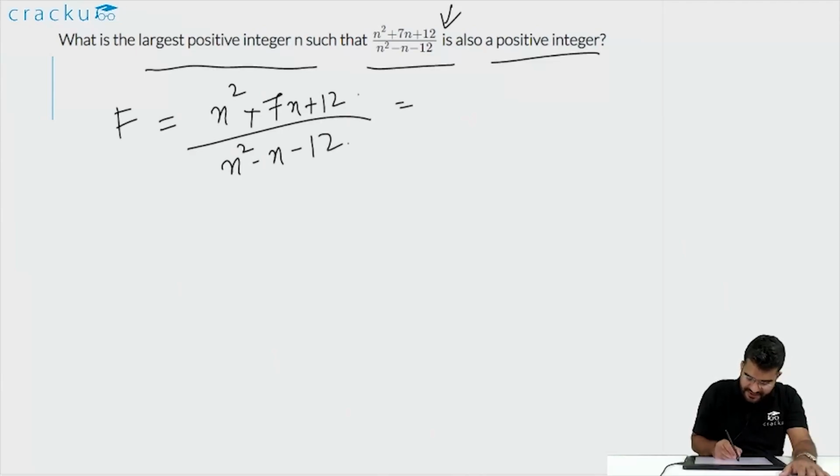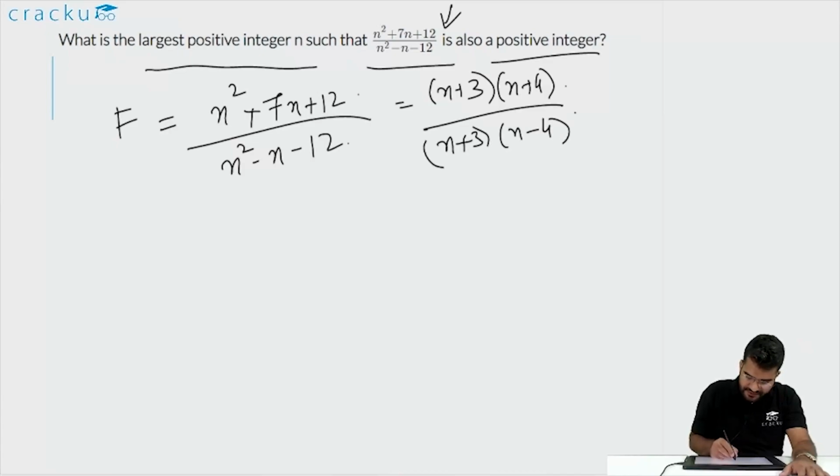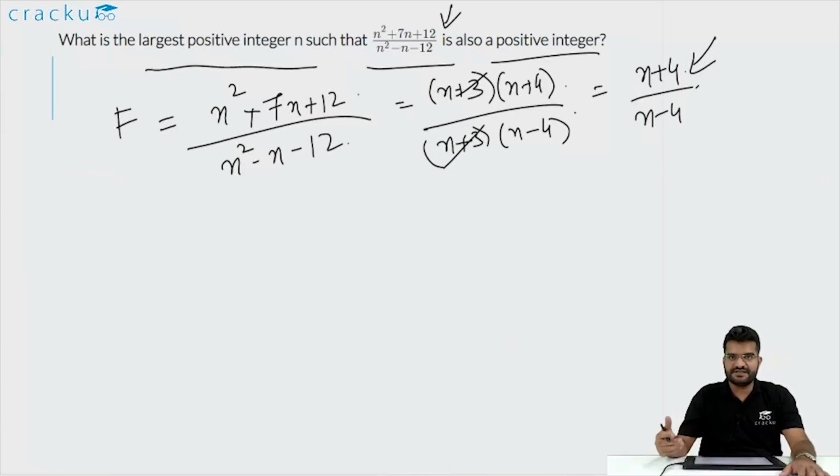Now we can factorize the numerator as (n + 3)(n + 4) and the denominator as (n + 3)(n − 4). So we can cancel n + 3 from both the numerator and denominator. So the given fraction will just become (n + 4)/(n − 4). Now we are required to find out the largest integer n such that this is a positive integer.